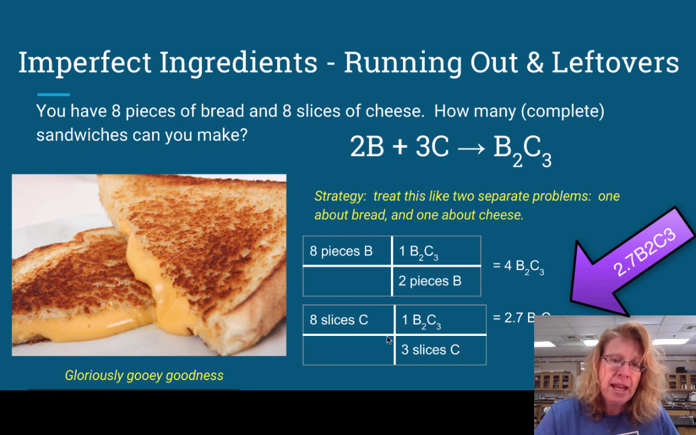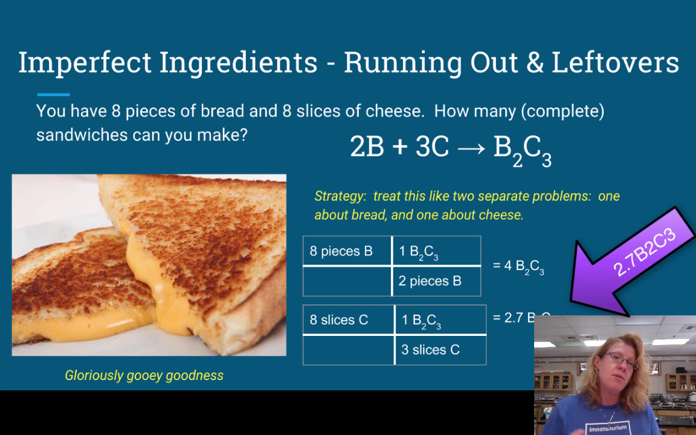Well, if I'm starting off with 8 slices of cheese, and 3 slices of cheese makes 1 sandwich, because that's my mole to mole ratio here, then I could make 2.7 sandwiches. So really I can only make 2 sandwiches. That 0.7 is an incomplete sandwich and just not acceptable. You'd have to give that one to the dog. It's just not okay.